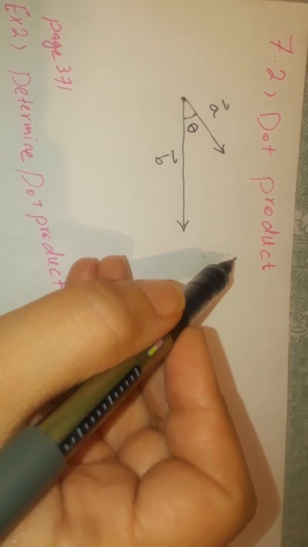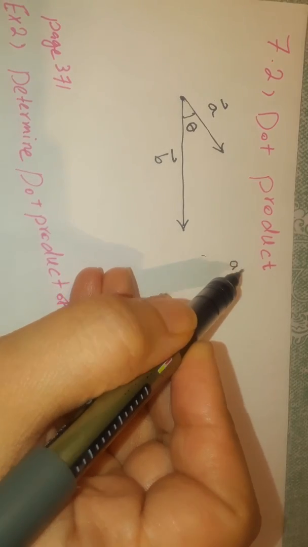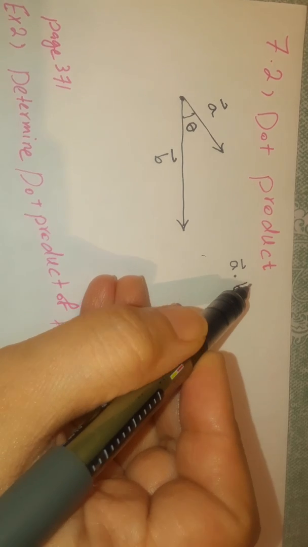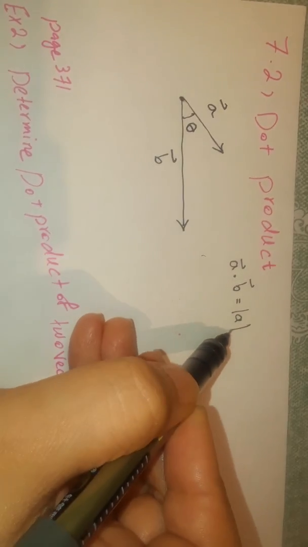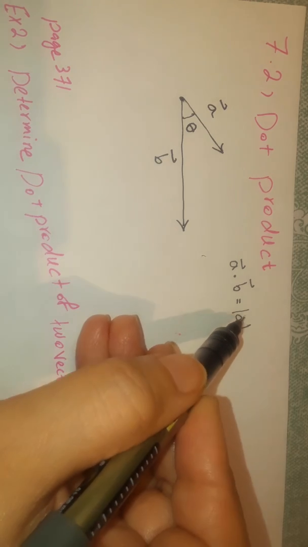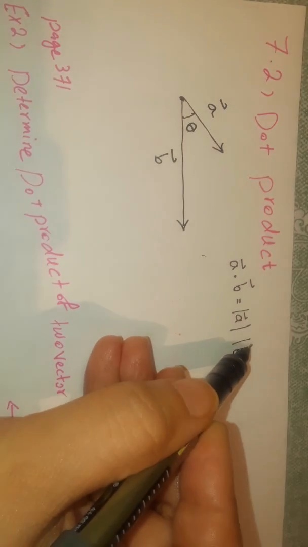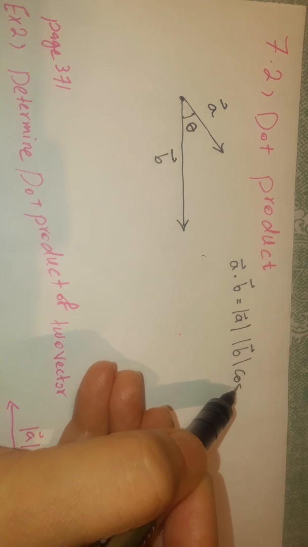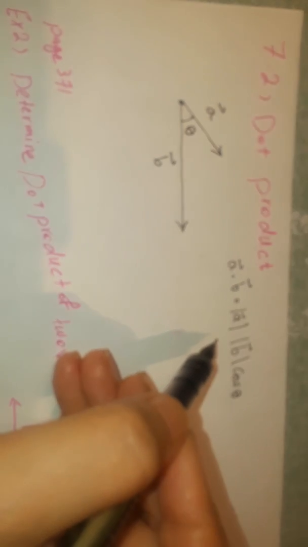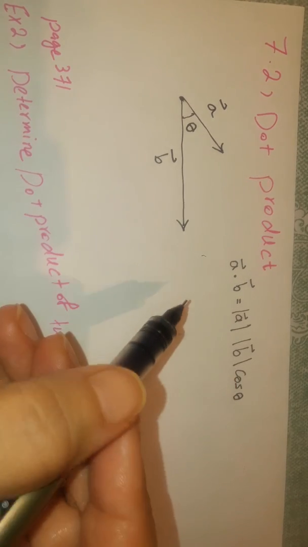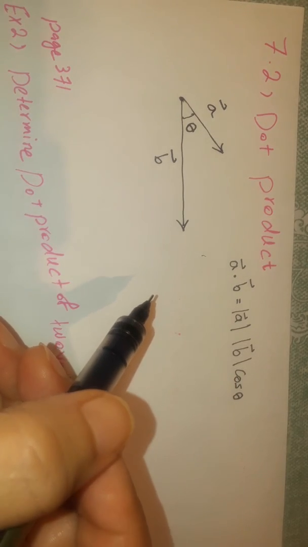So I define the dot product as A dot B. A dot B is equal to the magnitude of A multiplied by the magnitude of B multiplied by the cosine theta. Theta is the angle between A and B. So what does it mean?